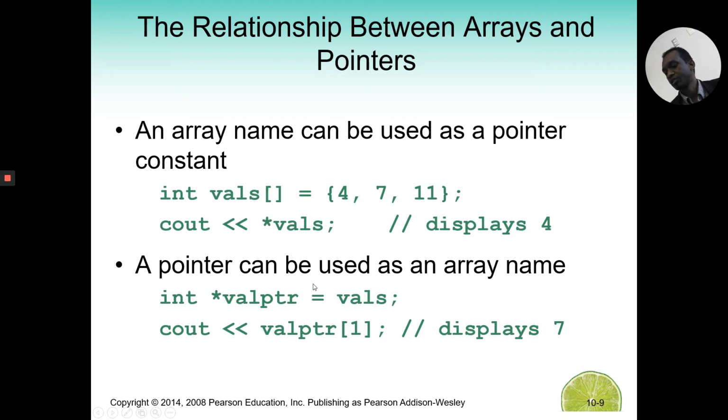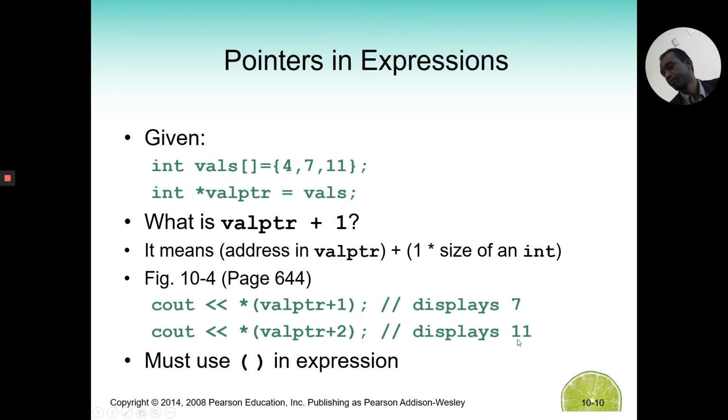A pointer can be used as an array name. So here you have int asterisk val pointer vowels, and then you have cout val pointer 1 displays 7. Pointers in expressions: so you have int vowels 4, 7, 11, and then int asterisk val pointer equals vowels. So how about if you say +1? It means you're adding the size of the int times 1 to it. And you must use the parentheses.